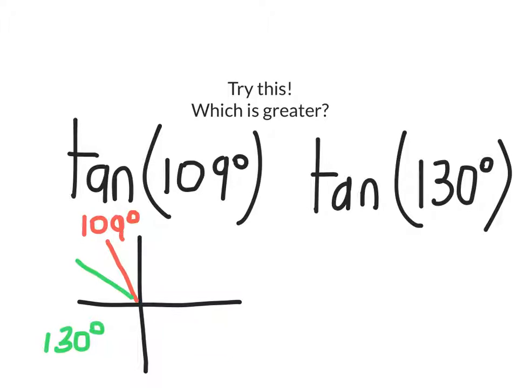Therefore, tangent of 130 degrees is going to be greater, and tangent of 109 degrees is going to be lesser.